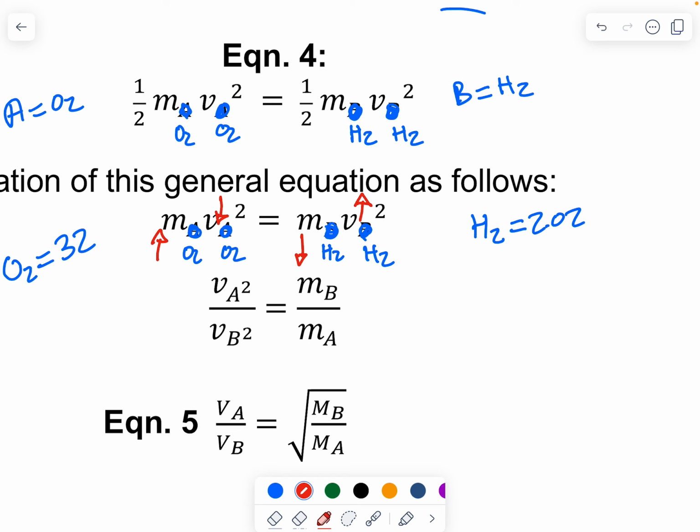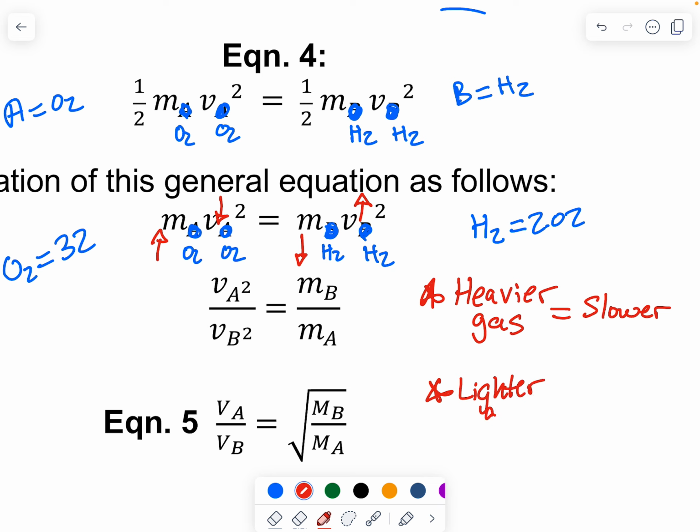So, what is the takeaway here? Here's the big takeaway. The heavier gas must be going slower, and the lighter gas must be traveling faster. And that's the first thing you need to understand: at the same temperature, those two gases have the same kinetic energy. If they have the same kinetic energy, then the heavier gas must be going slower and the lighter gas must be going faster if they're equal to each other. And so that's the first thing. Heavy gases go slower, lighter gases move faster.